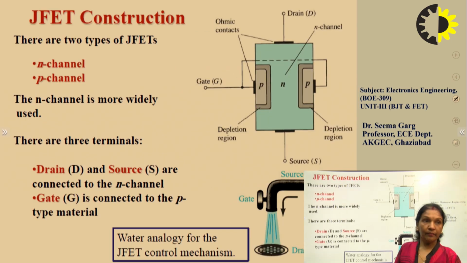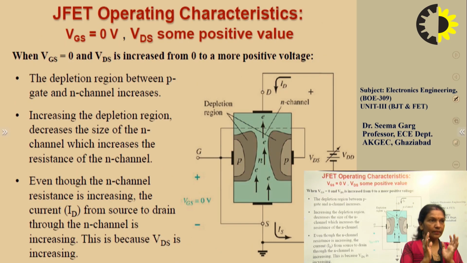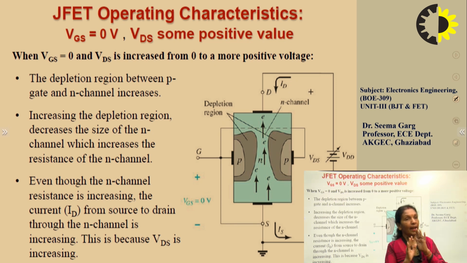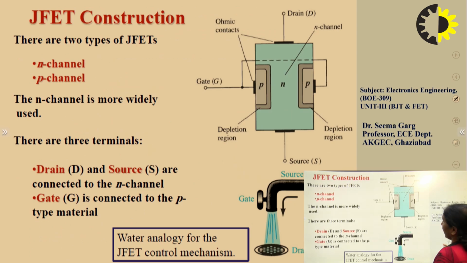So now starting with the N channel junction field effect transistor. Let us understand first of all the construction of the junction field effect transistor. In case of field effect transistor, there is an analogy between the junction field effect transistor and your normal water control mechanism.